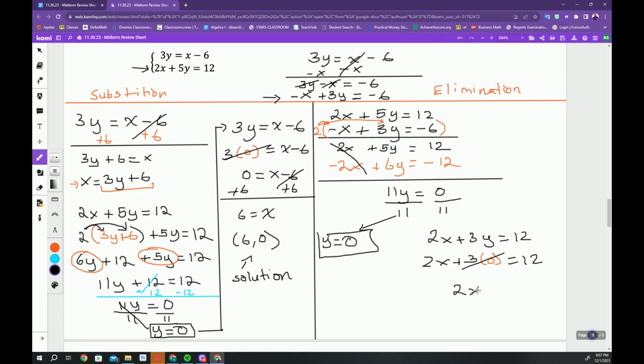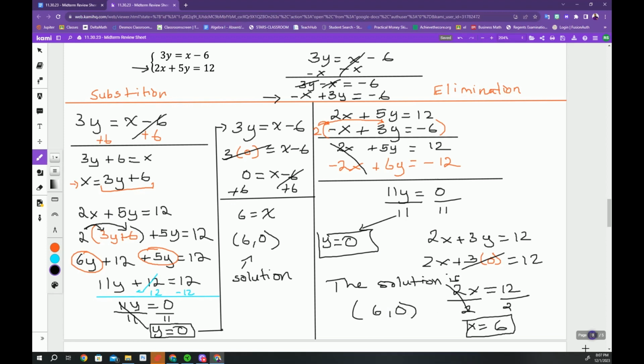We're left with 2x equals 12. To solve for x, we divide by 2 on both sides. X is equal to 6. We have x equals 6, y equals 0, and as we said earlier, in the substitution method, the elimination method has the same answer. The solution is (6, 0). There is an example of both methods.